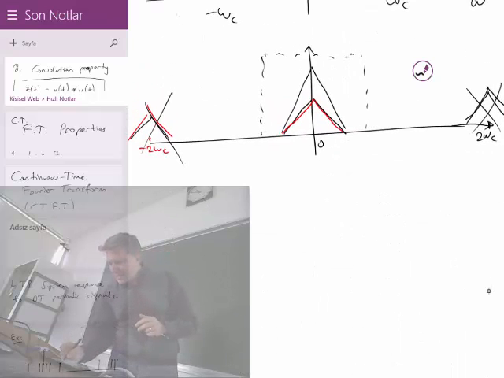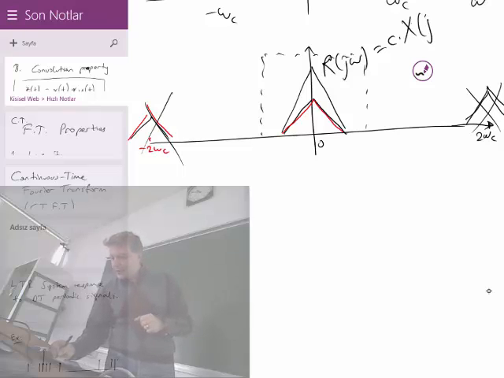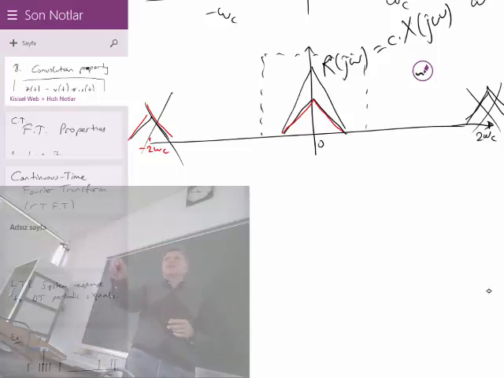And that is R of j omega, and I say that it is a constant times the same as original x of j omega. That constant, it's not important. You can always volume up your radio. It increases or decreases the volume, it's just a scale. It doesn't change the waveform. So that's how modulation and demodulation briefly works in telecommunications.